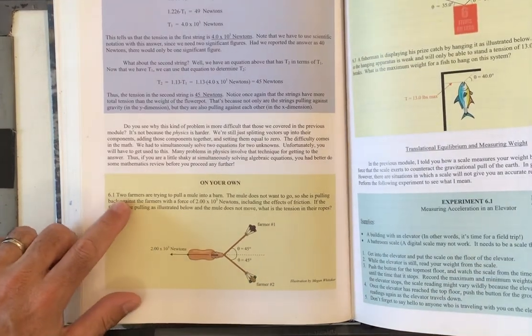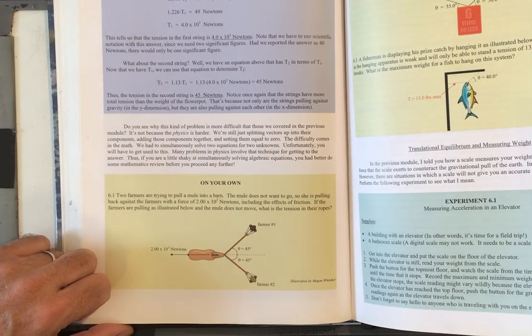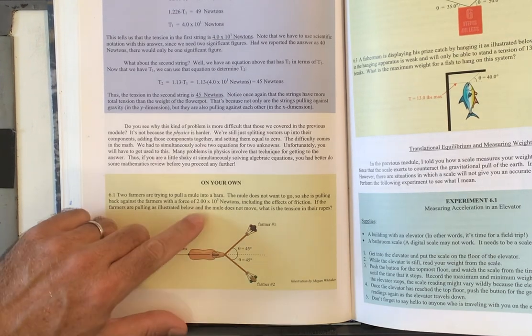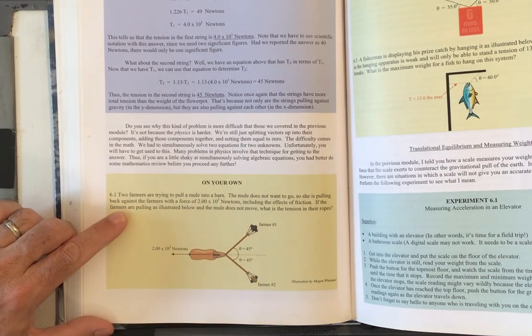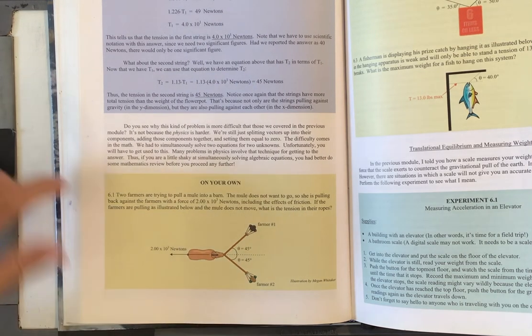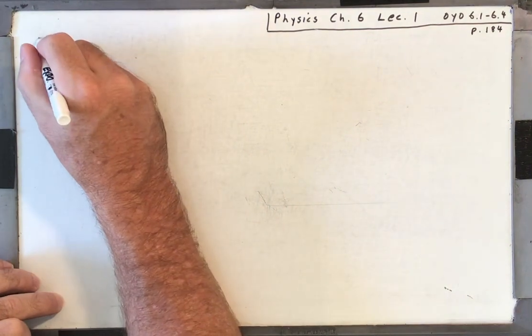All right, so this one says, two farmers are trying to pull a mule into a barn. That's just not going to work. The mule does not want to go, so she is pulling back against the farmers with a force of 2 times 10 to the third newtons, or 2,000 newtons, including the effects of friction. If the farmers are pulling as illustrated below and the mule does not move, what is the tension in their ropes? Okay, so on these types of problems, what we want to do is draw a free body diagram.